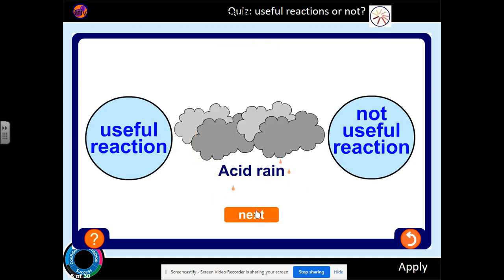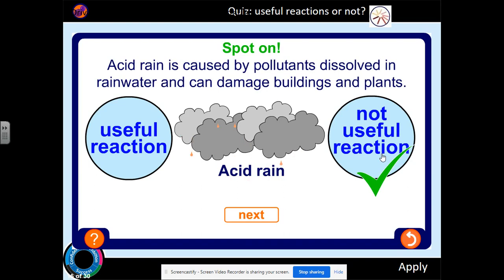Acid rain. Is acid rain useful? Think about it. You have acid rain. Is that useful or not useful? Again, let's go with not useful. You're correct. Acid rain is caused by pollutants dissolved in rainwater and can cause damage to buildings and plants.